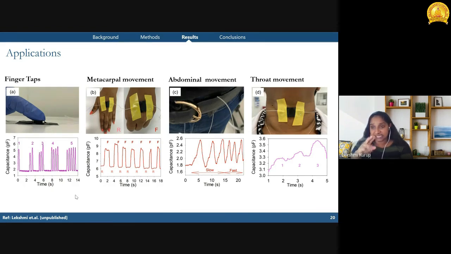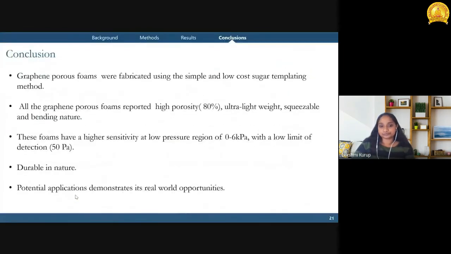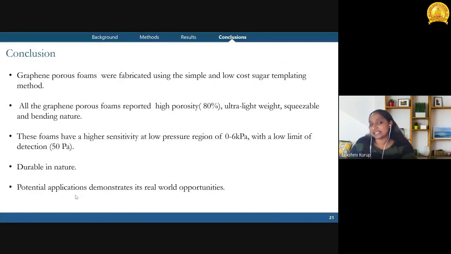1 represents the stage at which I drank a little bit of water. 2 represents the stage at which I drank a bit more water. And 3 represents the stage at which I drank much more water. So, depending upon the quantity of what I swallowed, the sensor was able to detect the pressure applied on it in terms of capacitance.